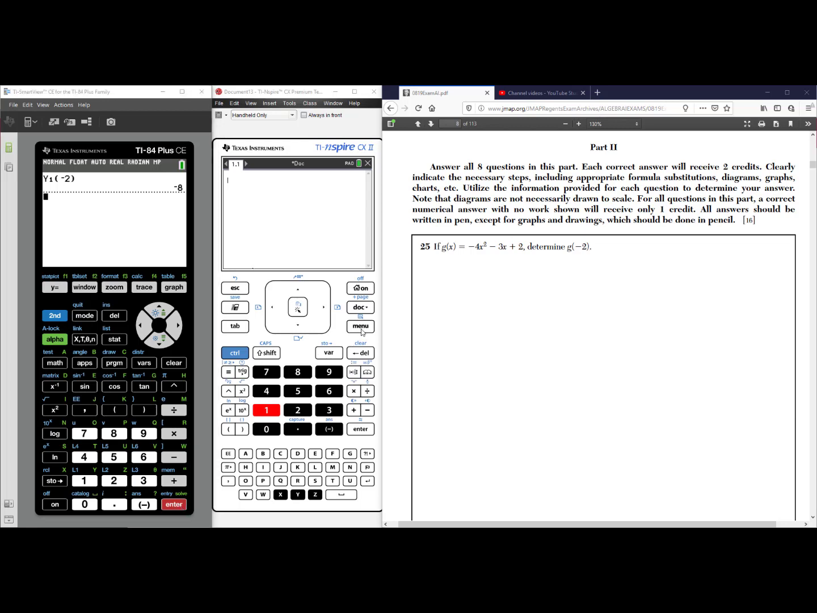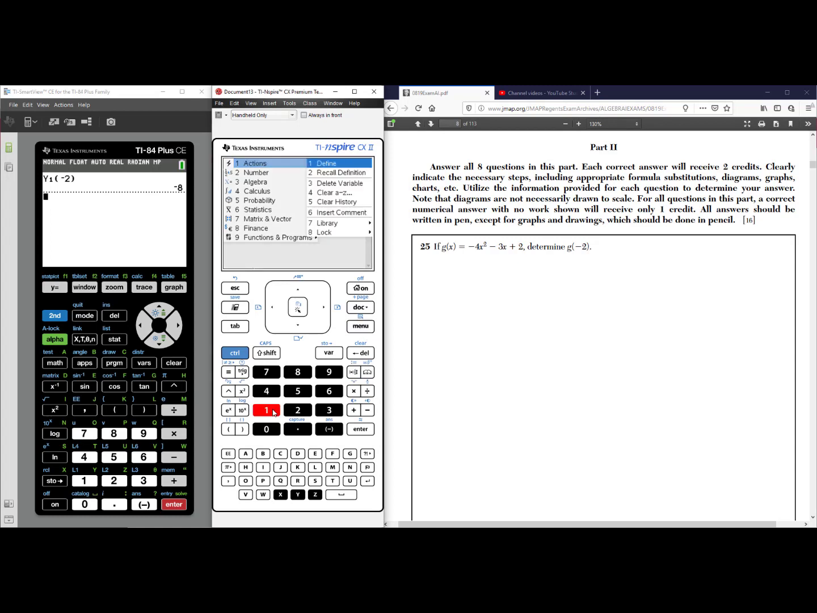For the Nspire, let's go to Menu, choose number 1 Actions, and let's define g of x. g of x equals -4x squared minus 3x plus 2. Press enter. Now when we go to our var button and we select g of x, we can put in -2 and we see our outcome is -8.